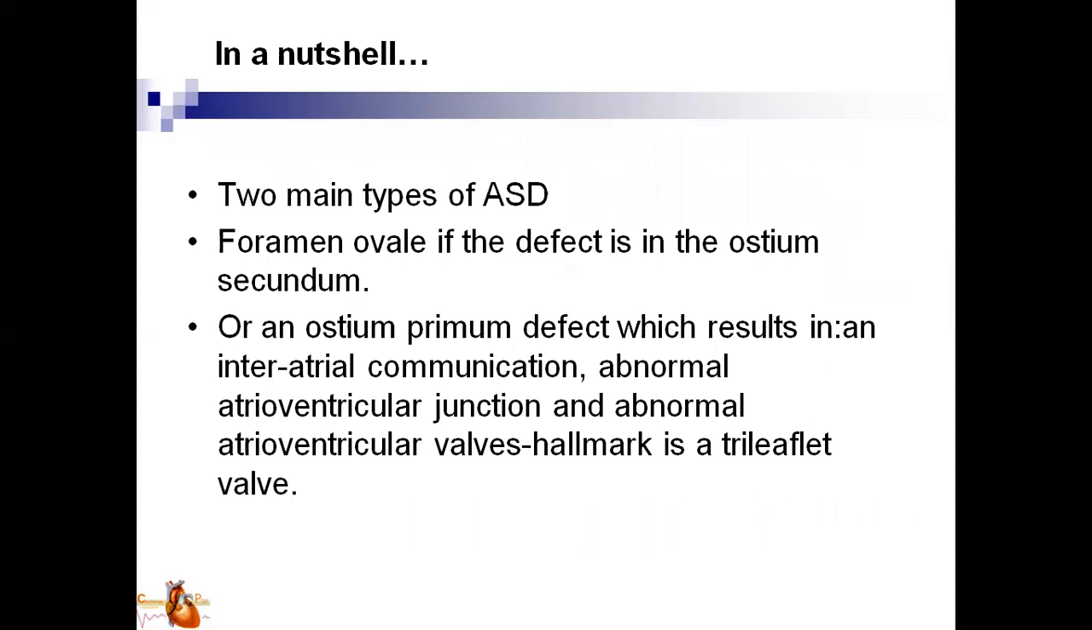So, in a nutshell, two main types of ASD can be present: a defect at the foramen ovale in the ostium secundum, or an ostium primum defect, which results in an interatrial communication. In both cases, whether the foramen ovale defect or the ostium primum defect is present, there is a communication between the atria.